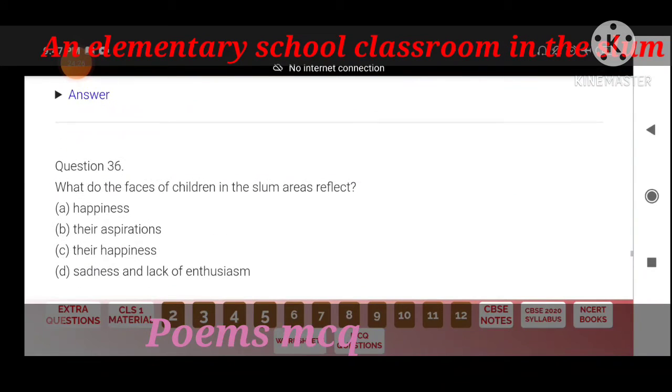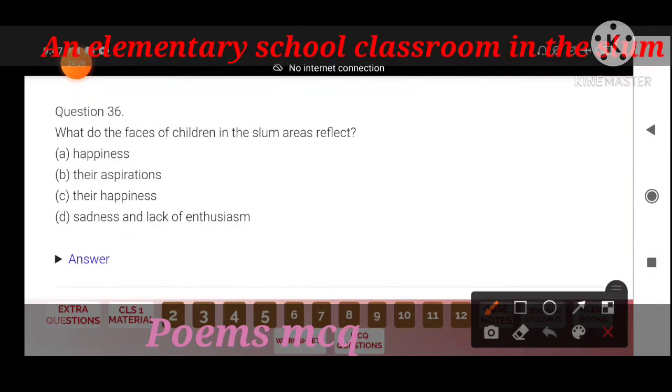36. What do the faces of children in the slum areas reflect? Happiness, their aspirations, their happiness, or sadness and lack of enthusiasm? So the answer is sadness and lack of enthusiasm.